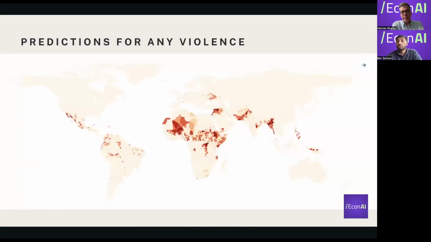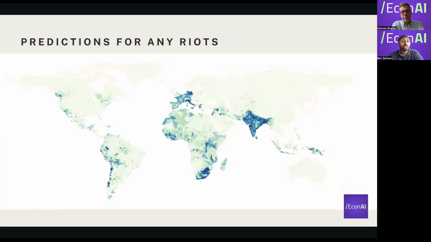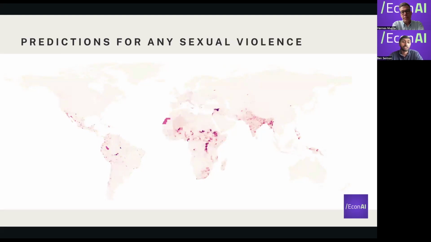So in the end, we generate predictions for 3 outcomes globally. We have any violence, any riot, and any sexual violence. This means, will there be any one of these events in the next 3 or 12 months? And we're now updating these models monthly, and we make them publicly available and free to download at conflictforecast.org.